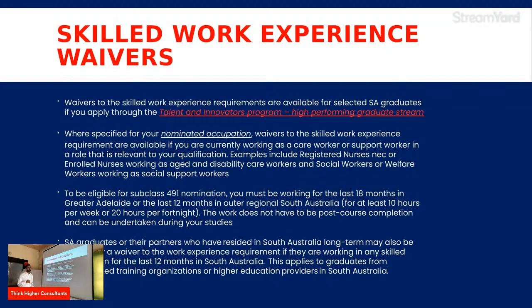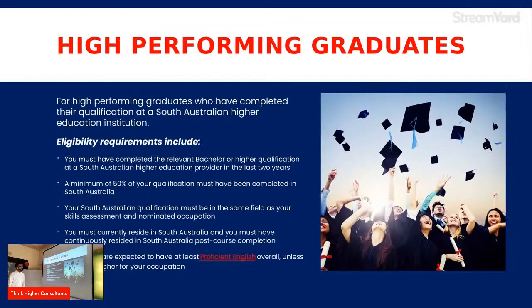The only summarized version here is that if you're working in a regional South Australia or if you live there for 12 months, then you get the waiver. You don't need to work in a nominated occupation. So ये आपको waiver मिल जाता है. Let's go to the next slide.